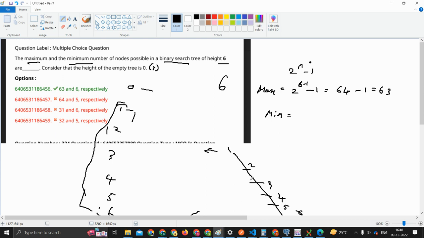Any more questions? Minimum still remains the same, no? Minimum still remains the same. It comes to 5. The minimum comes back to 5.